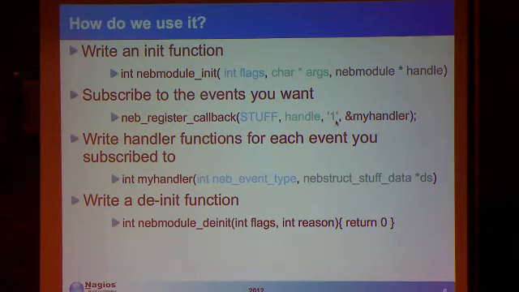This is a priority number you don't have to worry about. And then you're going to pass it a function pointer to a handler function. And so this is where Nagios knows what to do when stuff happens, right? So you're saying, hey, Nagios, when stuff happens, I want you to call my handler function. And the interface for that is a function pointer. So you're going to create this handler function, and then you're going to make a pointer to the handler function, and then you're going to give it to Nagios, and whenever stuff happens, Nagios calls your handler.